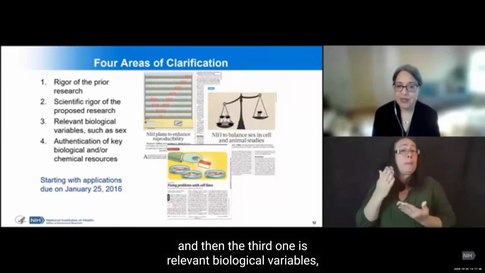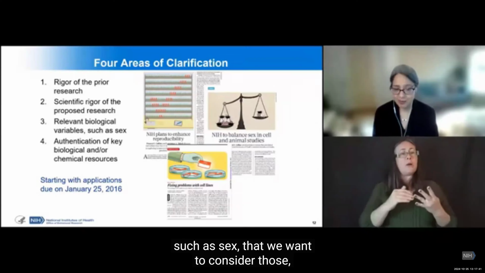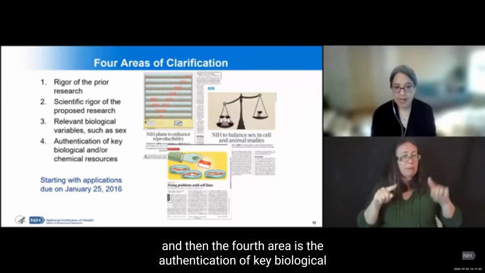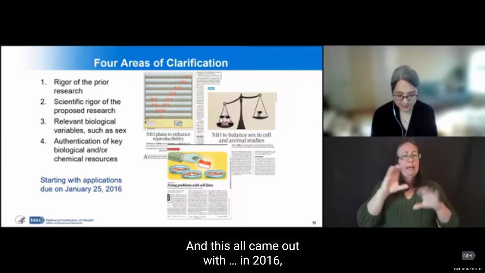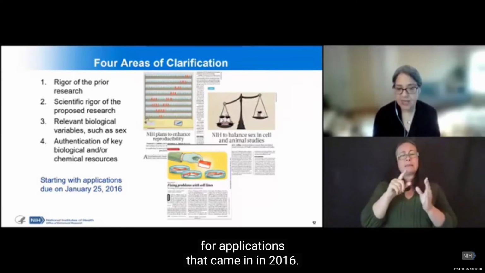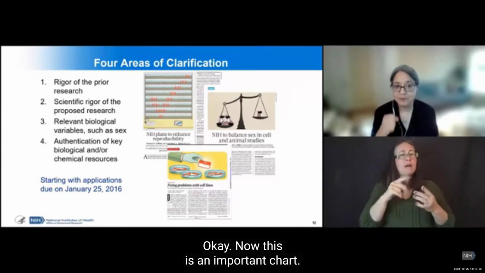And then the third one is relevant biological variables, such as sex, so we want to consider those. And then the fourth area is the authentication of key biological and/or chemical resources. Okay, and this all came out in 2016 for applications that came in 2016.